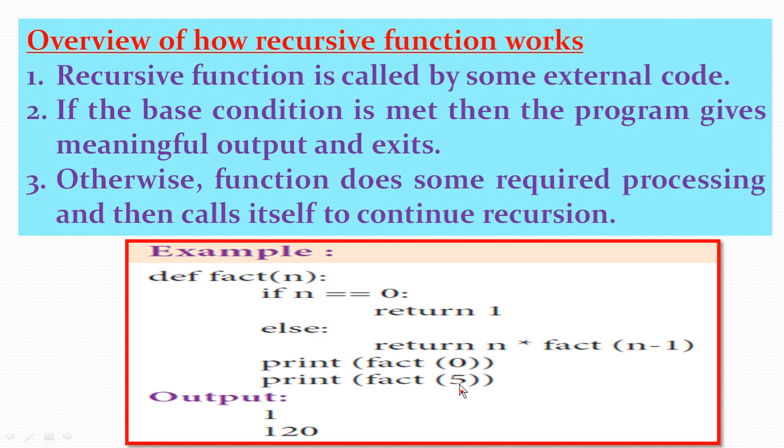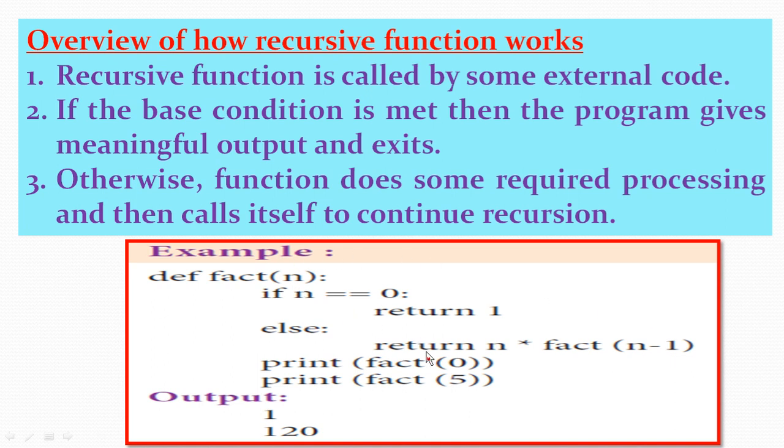First, fact of 5. If n equal to 0, 5 is not equal to 0, so the else condition works. Here it returns 5 into fact of 5 minus 1, that is 4. So it calls itself another time, fact of 4. Next time it returns 5 into 4 into fact of 4 minus 1, that is 3. 5 into 4 into fact of 3.